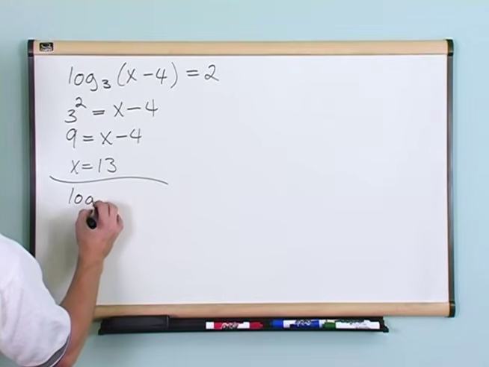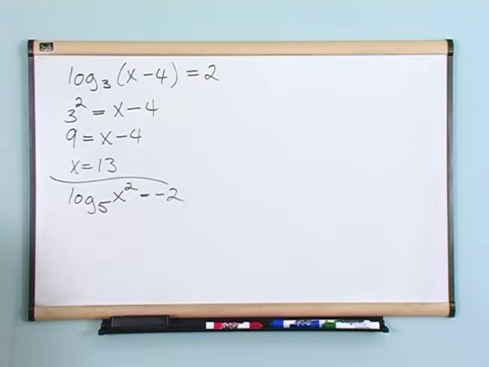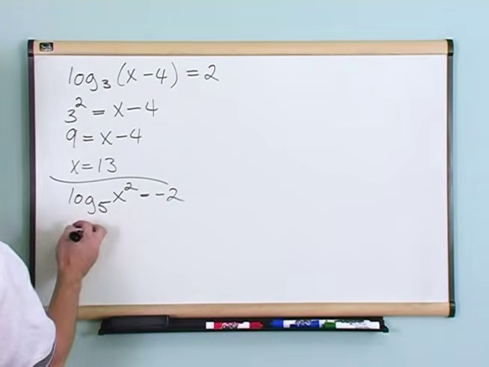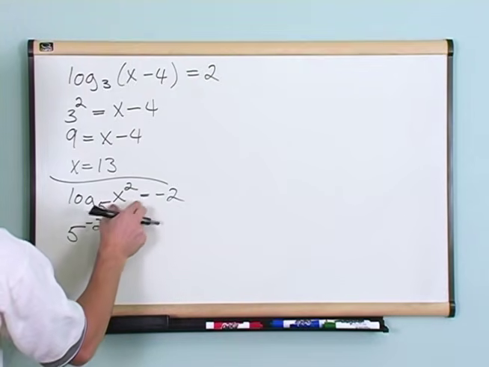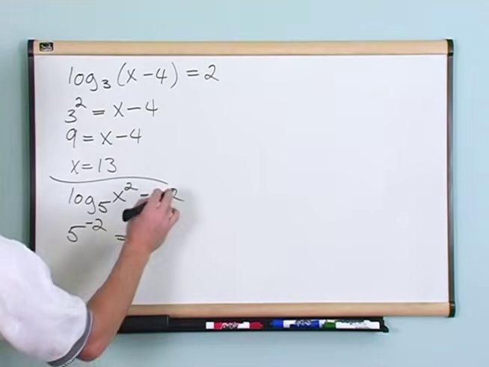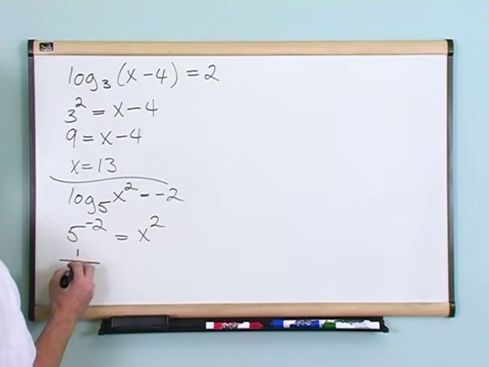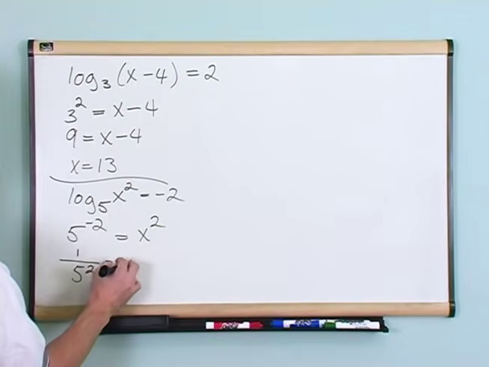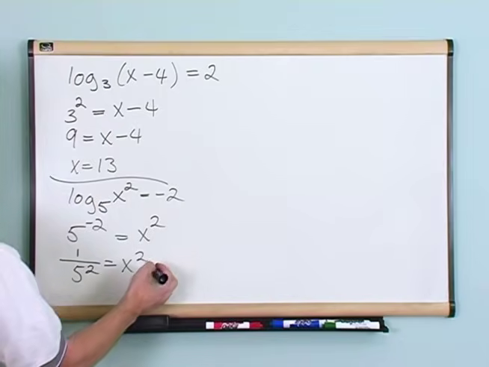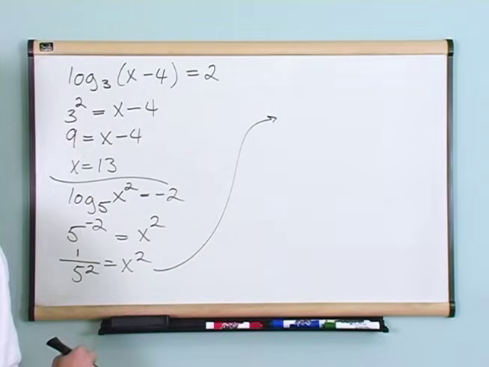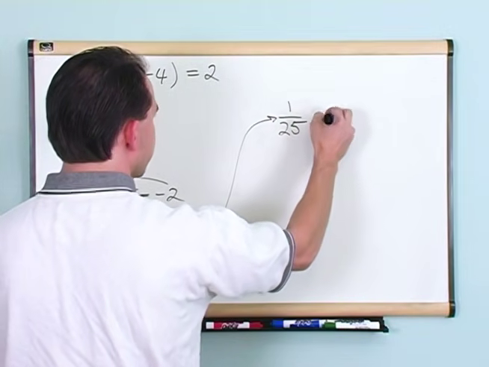Log base 5 of x squared equals negative 2. Again, start at the base, 5 to the negative 2 power equals whatever's left over, x squared, right here. 5 to the negative 2 is 1 over 5 squared equals x squared. Because since it's a negative exponent, you can put it on the denominator. We can continue over here. 1 over 5 squared is 1 over 25 equals x squared.